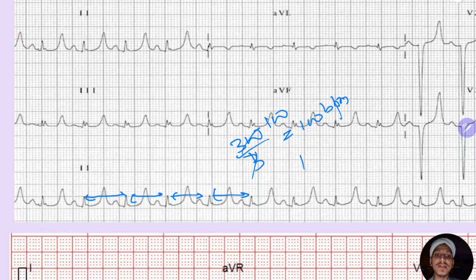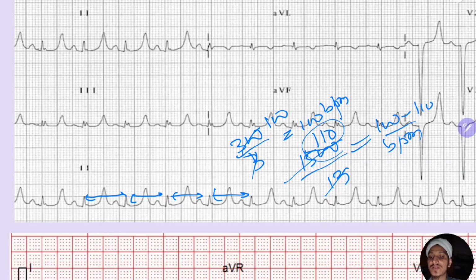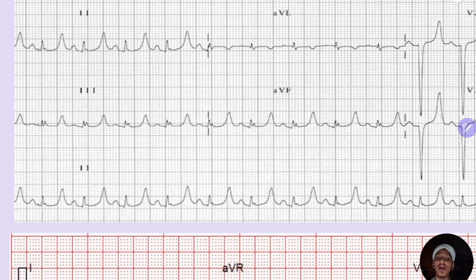One more method is 1500 divided by the number of small boxes, which I forgot to tell you. If you take, this is 10, 3 and 13. So it is approximately 13, or 11 you can take. So approximately 100 to 110 is the ventricular rate here. So it is regular. Now we will see whether there are some conduction disturbances.